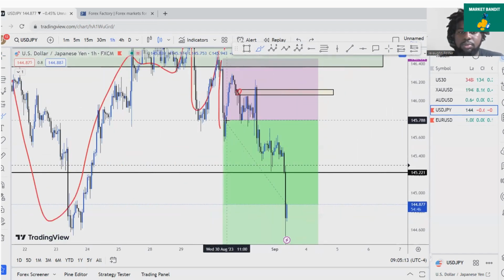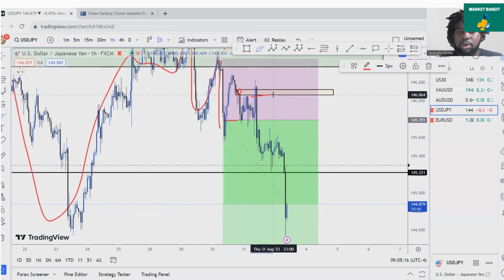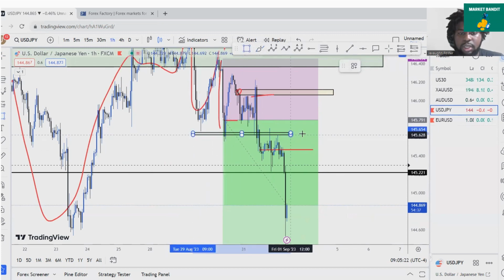So with that being said, let me show you guys also why. So took an entry, of course, here. Took another entry around here. And then my last entry is here. So the reason I took that entry, guys, simply because of the break of this structure right here.